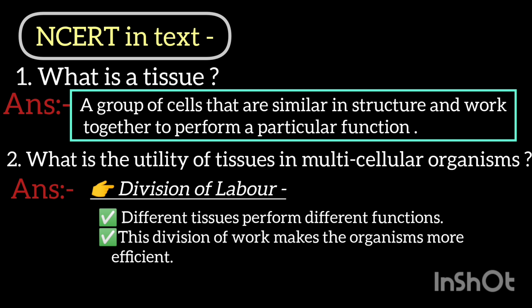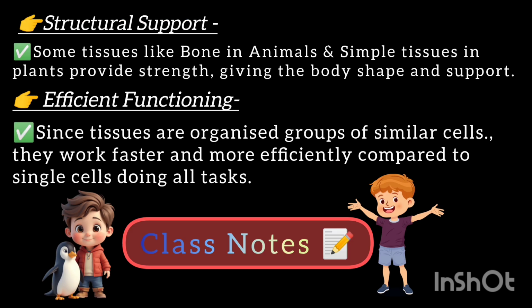Now here is an NCERT in-text question: what is tissue? Already discussed. Second question: what is the utility of tissue in a multicellular organism? First, division of labor. Different tissues perform different functions. This division of work makes the organism more efficient. Second point, structural support. Some tissues like bone in animals and simple tissue in plants provide strength, giving the body shape and support. Third, efficient functioning. Since tissues are organized groups of similar cells, they work faster and more efficiently.